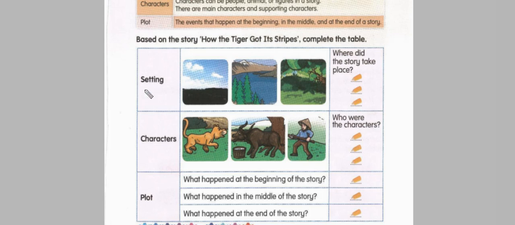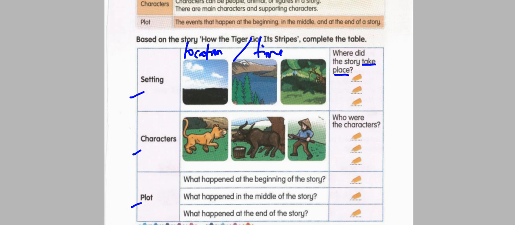So what is setting? What are characters and what is plot? It's already been given to you here in your textbook, so I will just explain a bit. You can read it in your textbook, page 77. Setting is the place or the location where the story takes place, the place or the time of the story. So you have two settings, location and time.